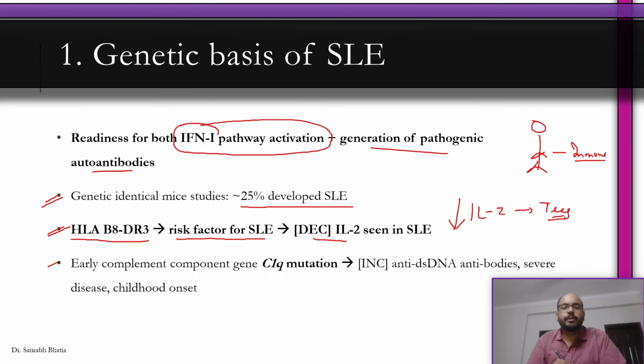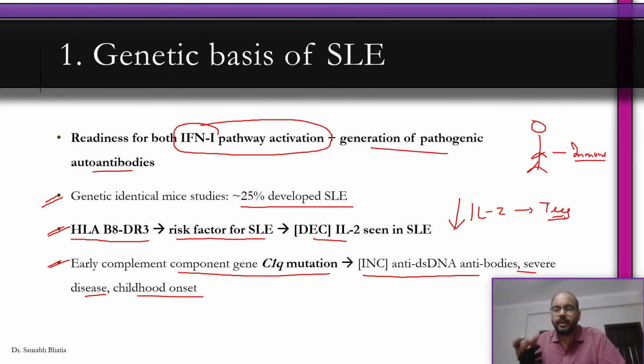Another mutation, an early complement gene mutation in C1q, has been found in SLE patients, and that leads to increased anti-dsDNA antibodies, a severe disease, and childhood onset of SLE. In the complement pathway we have many different proteins. We already have a separate lecture on the complement pathway; you can search for it and look at it. So if there's a mutation in C1q, you have increased anti-dsDNA antibodies, a severe disease, and an earlier onset of disease.